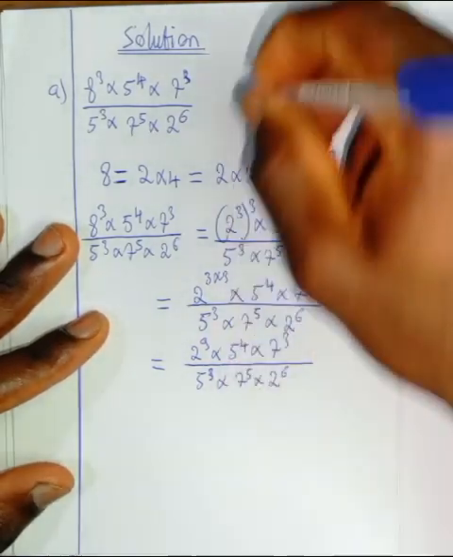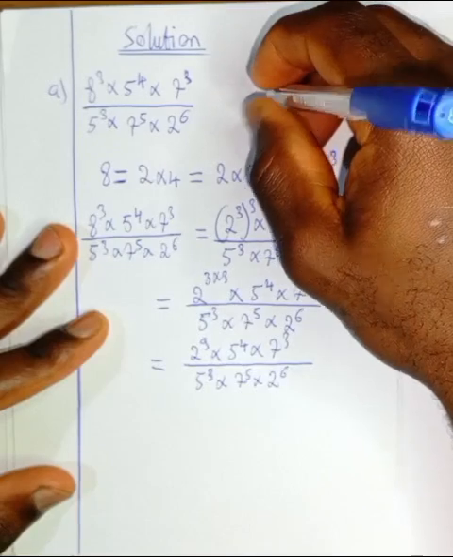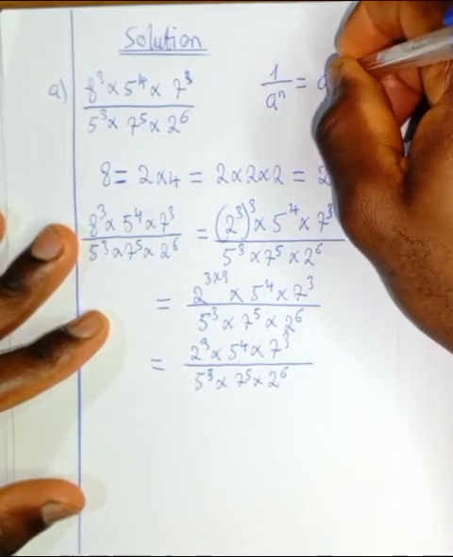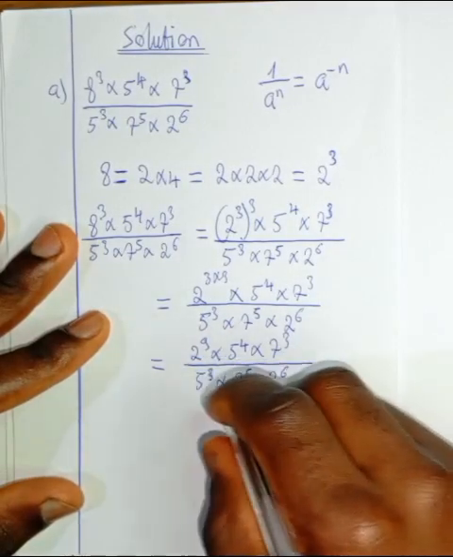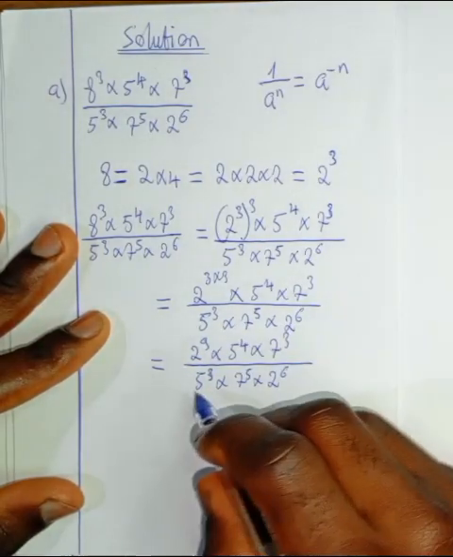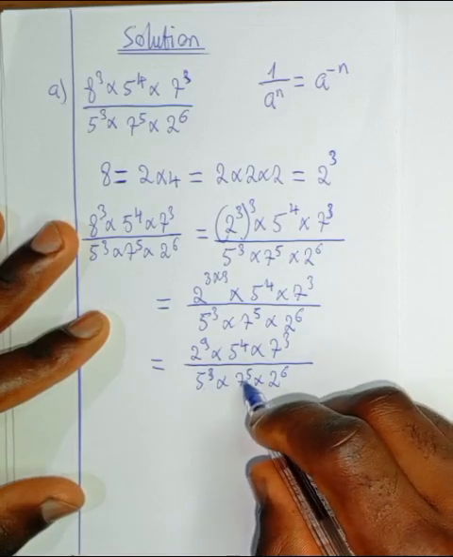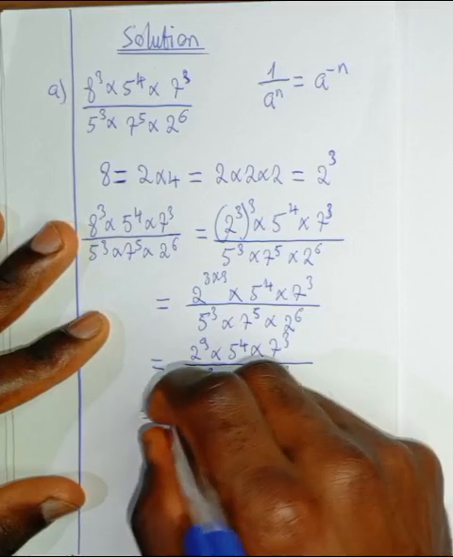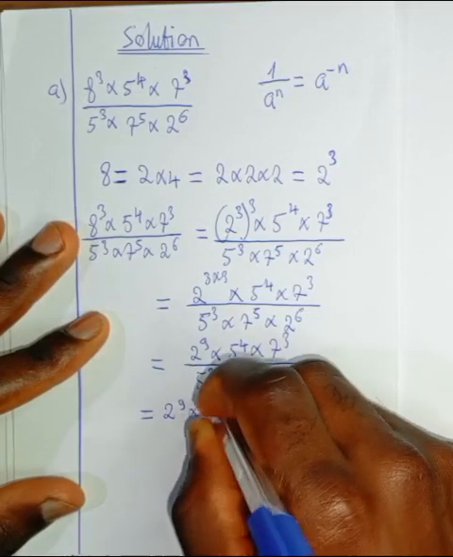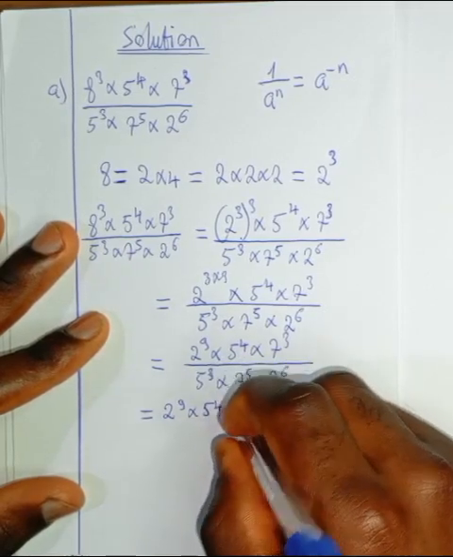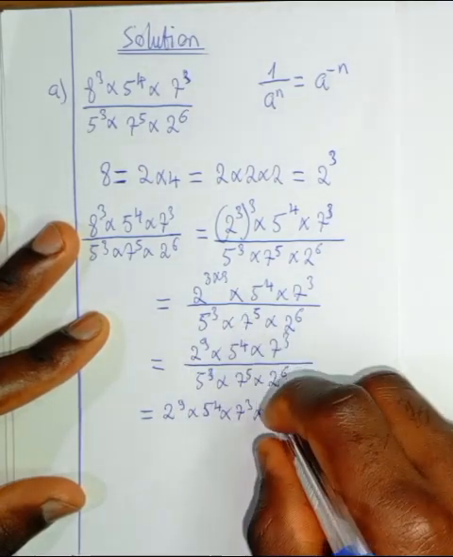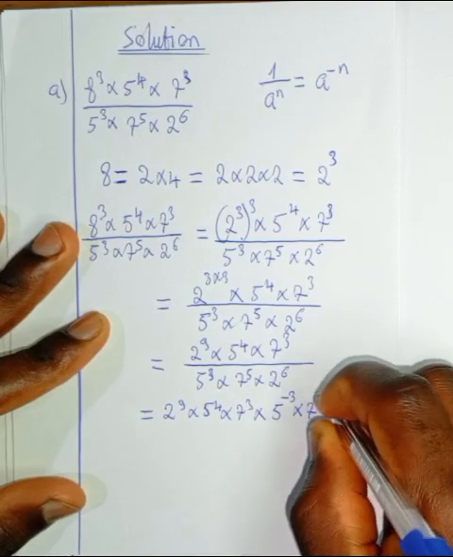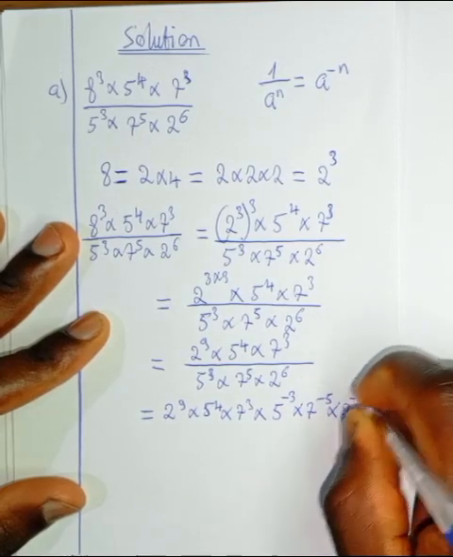The next thing, we are going to make use of this law of indices, which says that if you have 1 over e raised to the power n, it's simply equal to e raised to the power negative n. We are going to apply it so as to bring up 5 raised to the power 3, 7 raised to the power 5, and 2 raised to the power 6 from the denominators. This will give us 2 raised to the power 9 times 5 raised to the power 4 times 7 raised to the power 3 times 5 raised to the power negative 3 times 7 raised to the power negative 5 times 2 raised to the power negative 6.